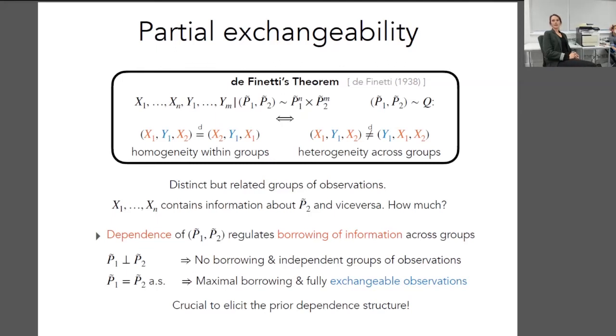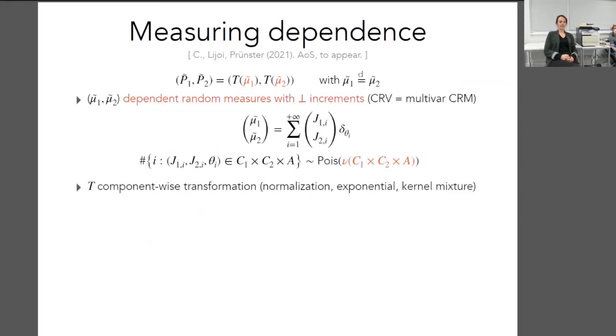Now, there have been many proposals in the literature on how to model this dependence among random probabilities, but there haven't been many attempts on how to measure it. And this is the question that we addressed in this work with Antonio and Igor.